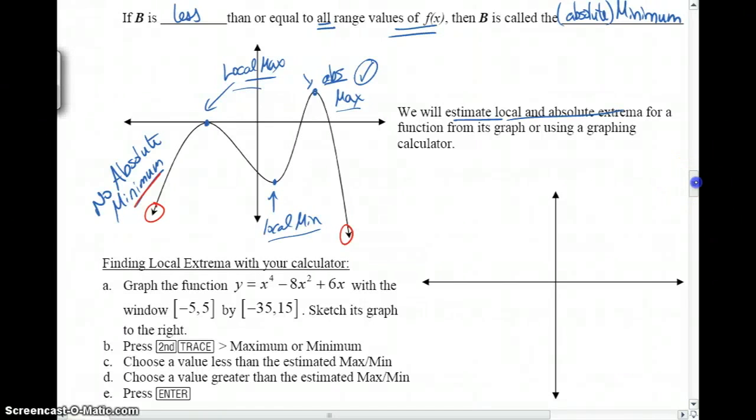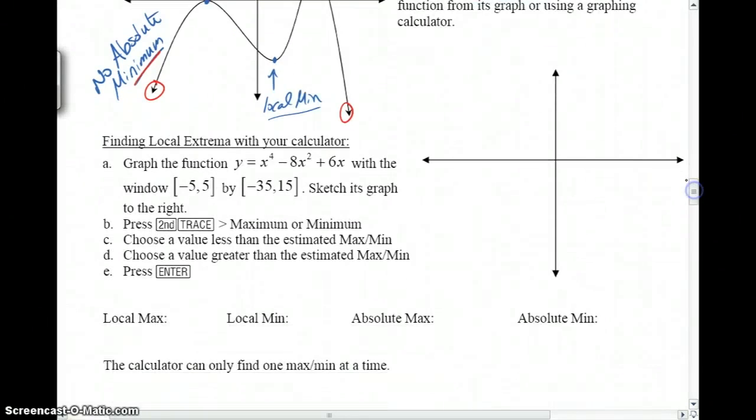There's a little bit of information here on the side about finding local extrema on your calculator. What I'd like you to do is go through that, follow these directions, and find the local max, the local min, the absolute max, and absolute min if they exist, and we'll go over them in class next class. All right.